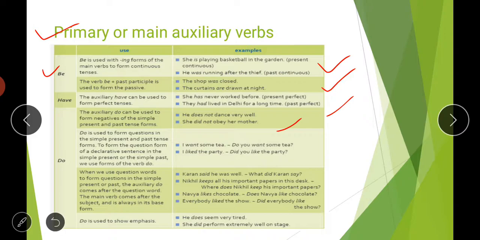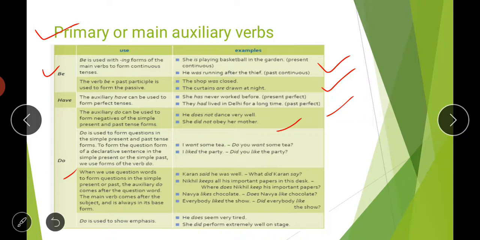Then the third one: when we use question words to form questions in the simple present or past, the auxiliary verb do comes after the question word. Words like what, where, why, which are known as question words. Along with these question words we also use do, did or does. So do comes after the question word. The main verb comes after the subject and is always in its base form.